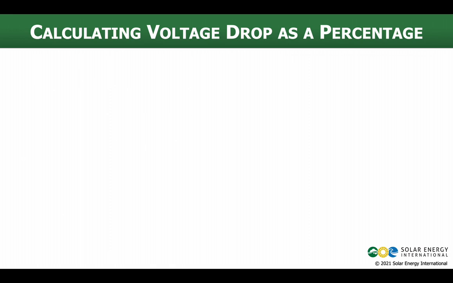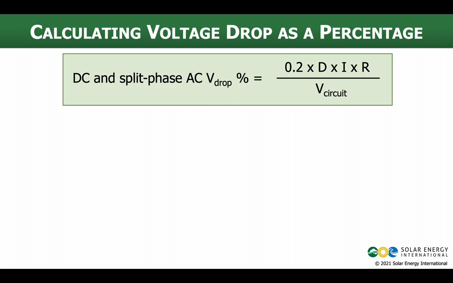There's a lot of different ways to do voltage drop calculations. A lot of different ones. Get on the interwebs and take a look, and you'll see all kinds of different formulas. Some become really advanced engineering applications, other ones are just different ways of stating the same formula mathematically. The one we use at SEI, on the screen here: for DC and split phase, so non-three-phase AC, our voltage drop as a percentage calculation is going to equal 0.2, that's a constant, times the distance, times the current, times the resistance, divided by the circuit voltage.